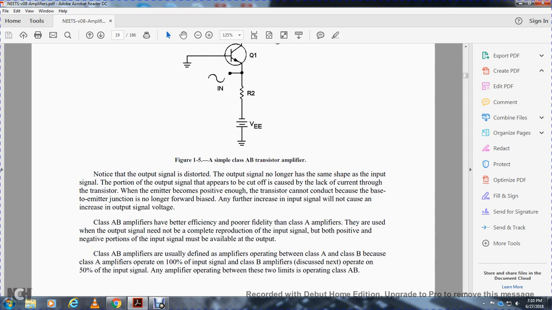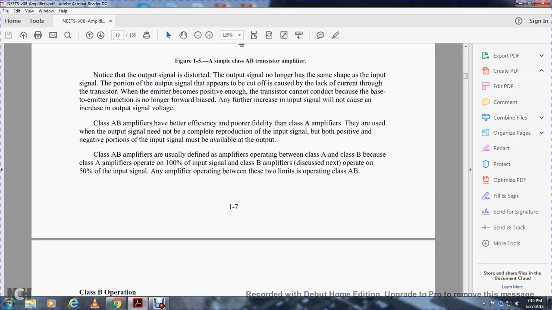They are usually used when the output signal need not be a complete reproduction of the input signal, but both positive and negative portions of the input signal must be available at the output. Class A and B amplifiers usually define amplifiers operating in Class A and B. Because Class A operates on 100% of the input signal and Class B amplifiers operate on 50% of the input signal, an amplifier operating between the two limits is operating in Class AB.